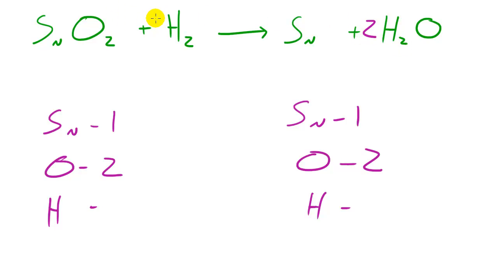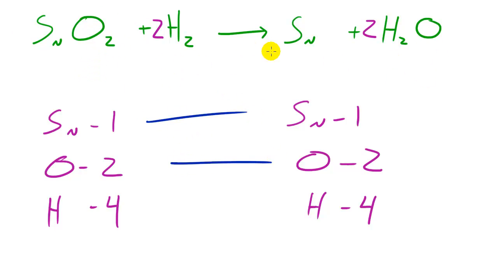No, all we have to do is go on the left hand side and say, okay, I have 2 hydrogens, so add a coefficient of 2, basically 4 hydrogen atoms total. So now I have 4 hydrogens on each side. This is a nice, even, balanced reaction. We got 1 tin, 2 oxygen atoms on each side, and also 4 hydrogen atoms.